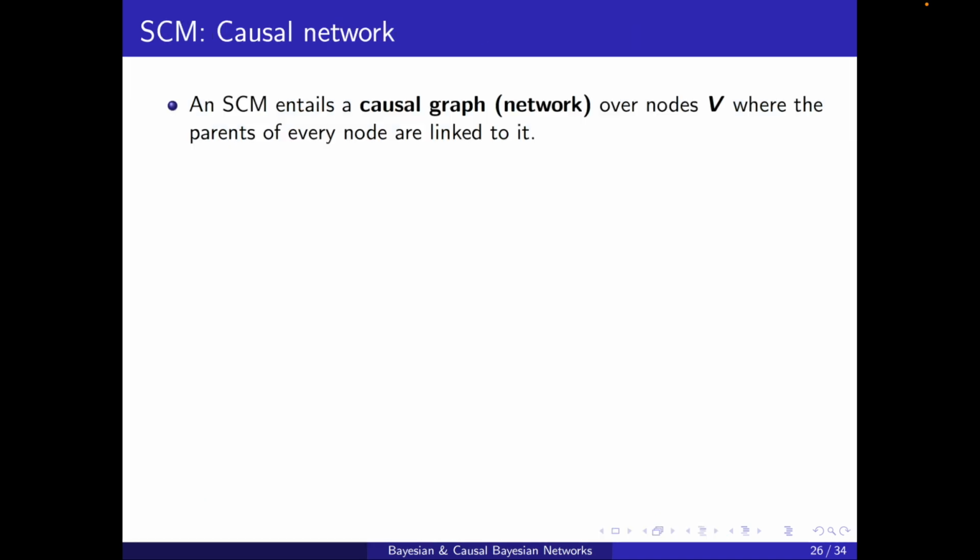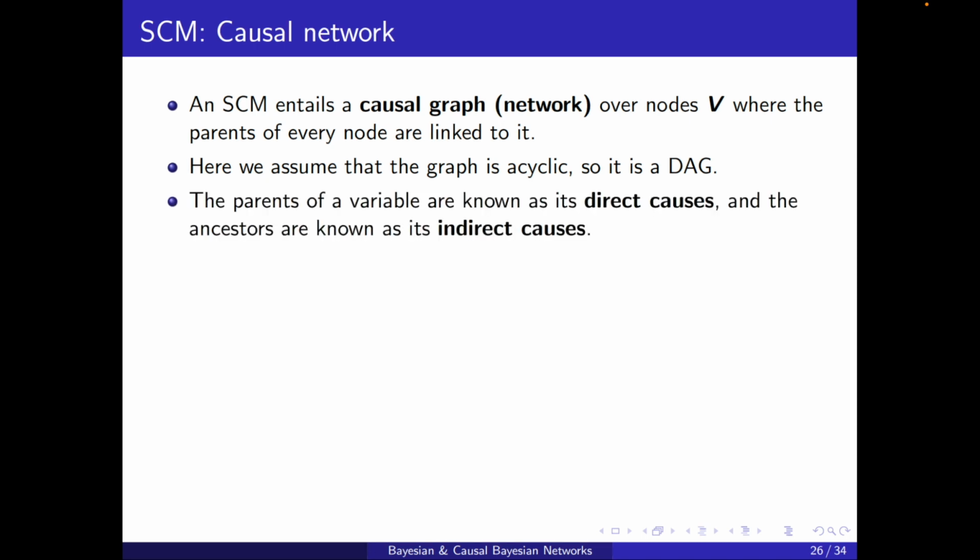Great. Now, an SCM entails a causal graph or network over nodes V where the parents of every node are linked to it. Here we're assuming that the graph is acyclic, so it will be a DAG, and the parents of a variable are known as its direct causes, and the ancestors are known as its indirect causes.